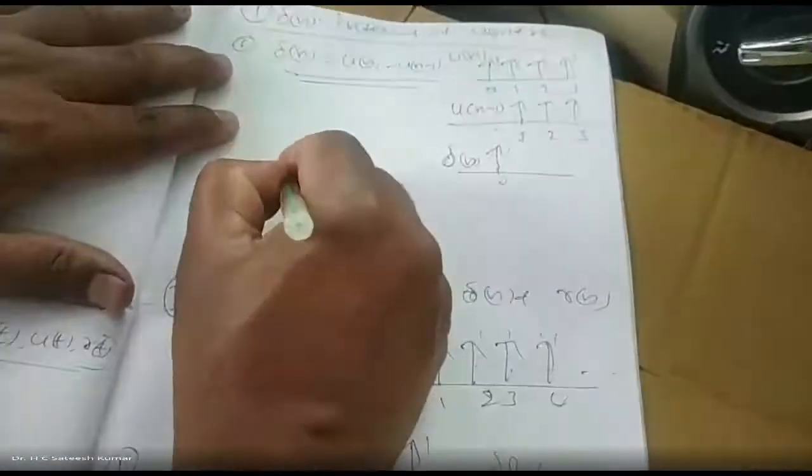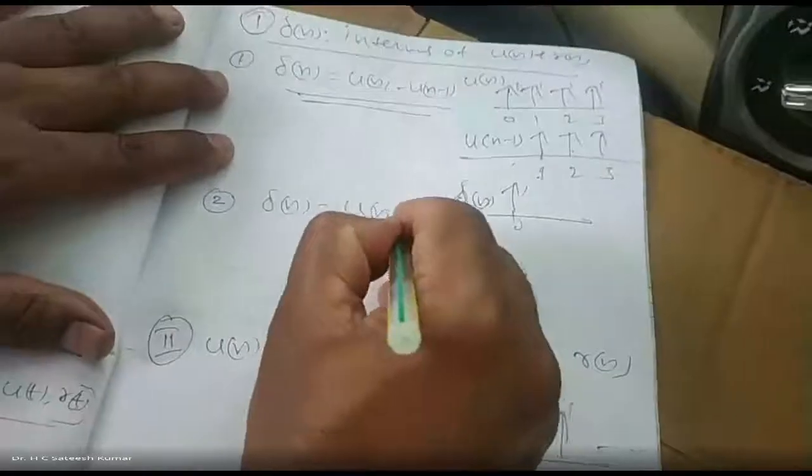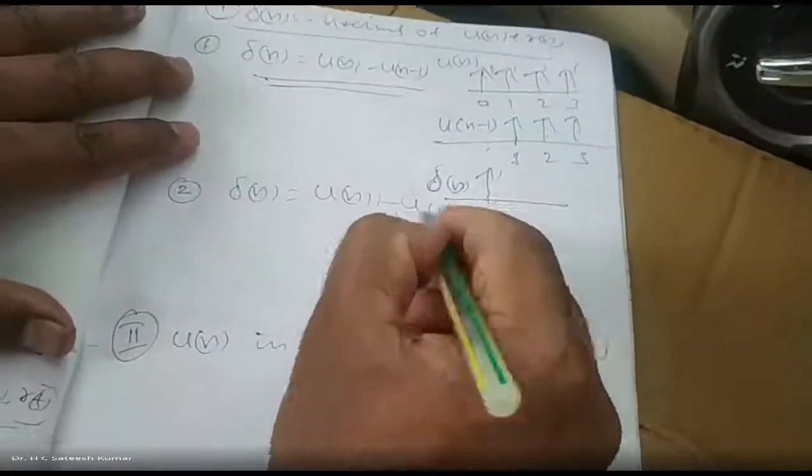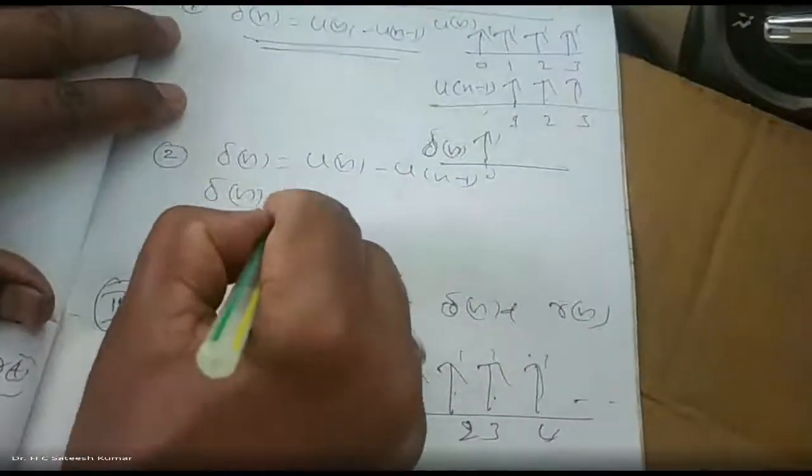Now what is it? Delta of n is equal to u of n minus u of n minus 1. Mathematically, we can do it. What is u of n in terms of r of n? R of n plus 1 minus r of n. Minus, what is u of n minus 1 in terms of r of n? U of n is this one. U of n minus 1 means replace n by n minus 1.